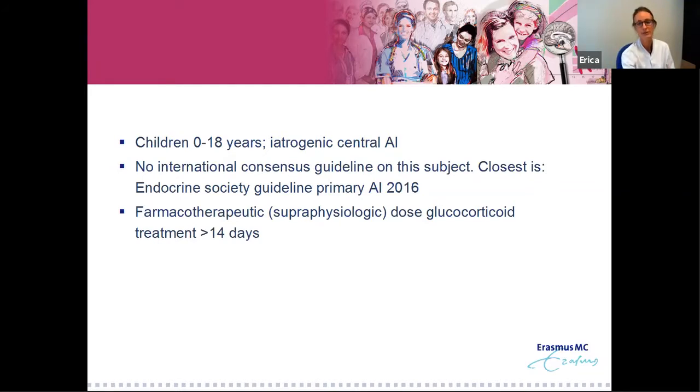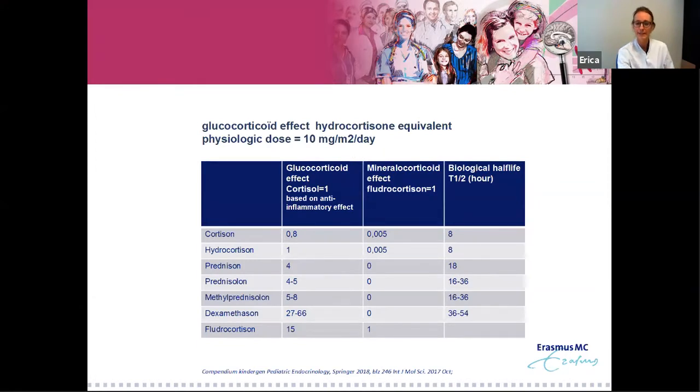And that is the first thing that we should address. So what do we mean by physiological dosing? For hydrocortisone, which is exactly the same as the endogenous body cortisol, the physiological dose is around 10 milligrams per square meter per day. So if you use a different preparation, synthetic, for example, prednisone or dexamethasone, then you should first calculate what is the hydrocortisone equivalent of this treatment.